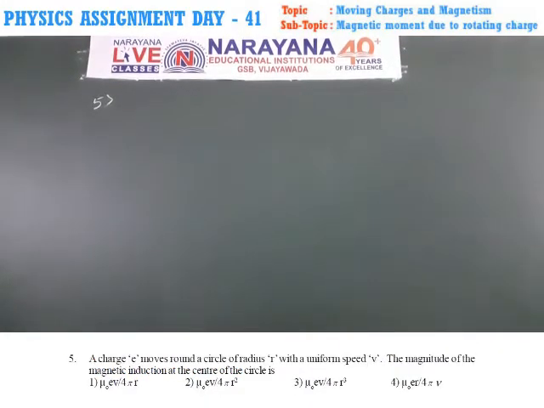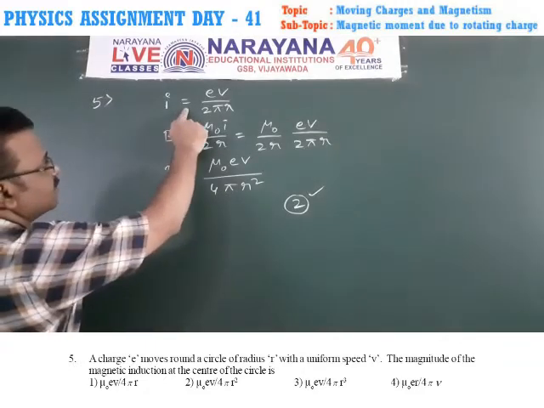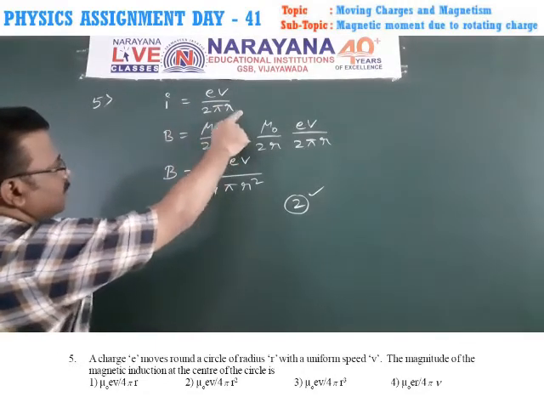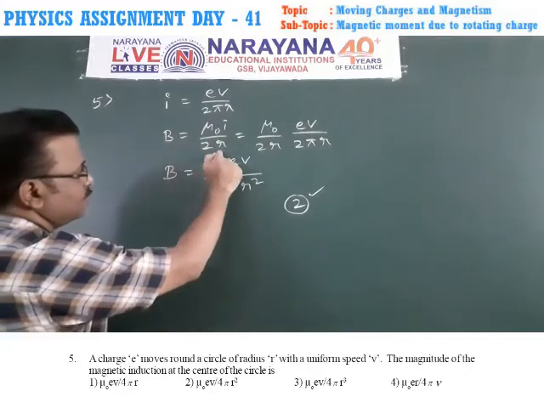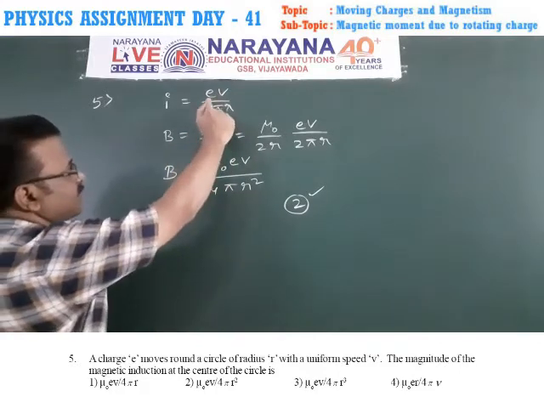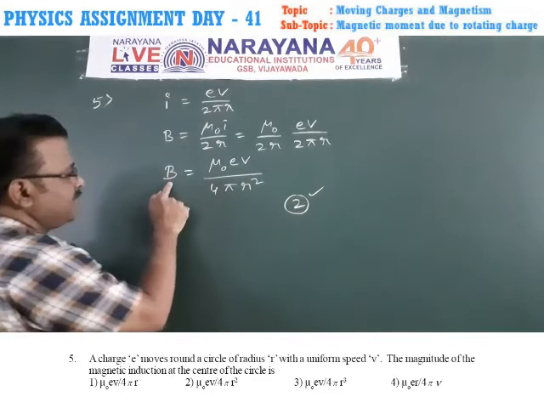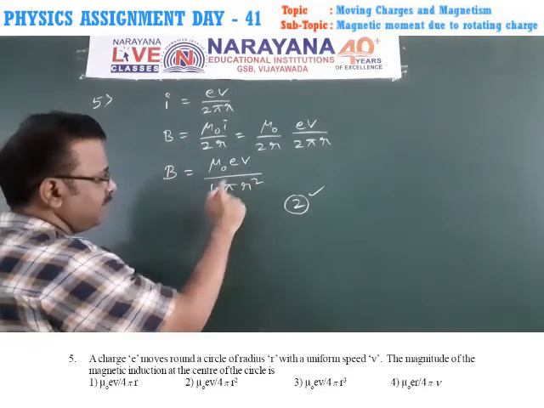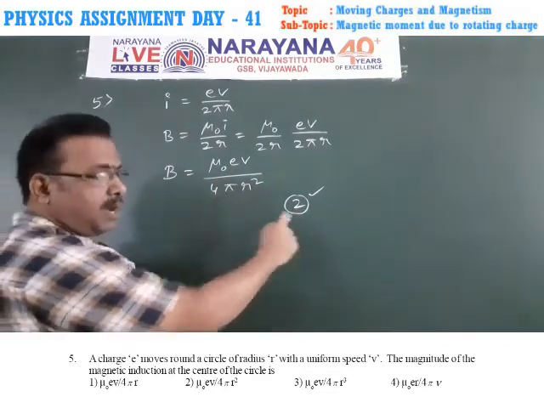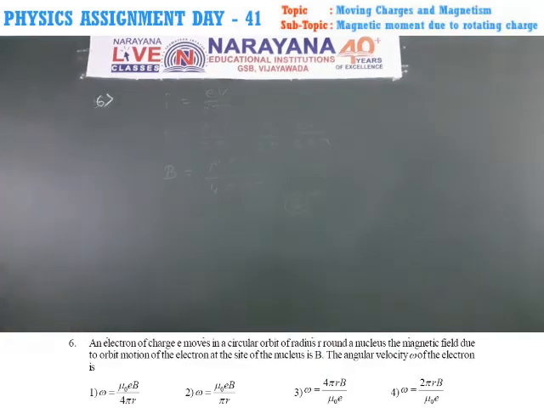Question number 5. A charge e moves round a circle of radius r with a uniform speed v. The magnitude of the magnetic induction at the center of the circle is. So here current I is equal to ev by 2 pi r. B at the center is mu naught I by 2r. So for I you can substitute ev by 2 pi r. So B is equal to mu naught ev by 4 pi r square. Option 2 is correct.